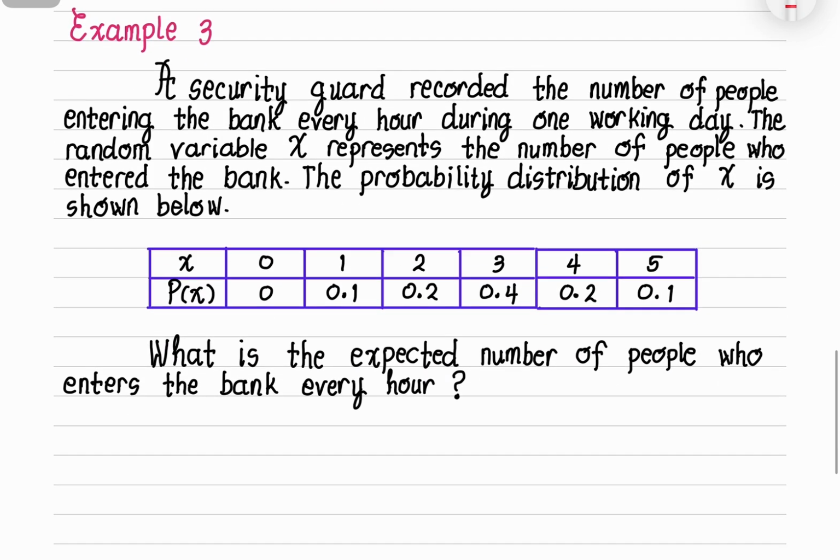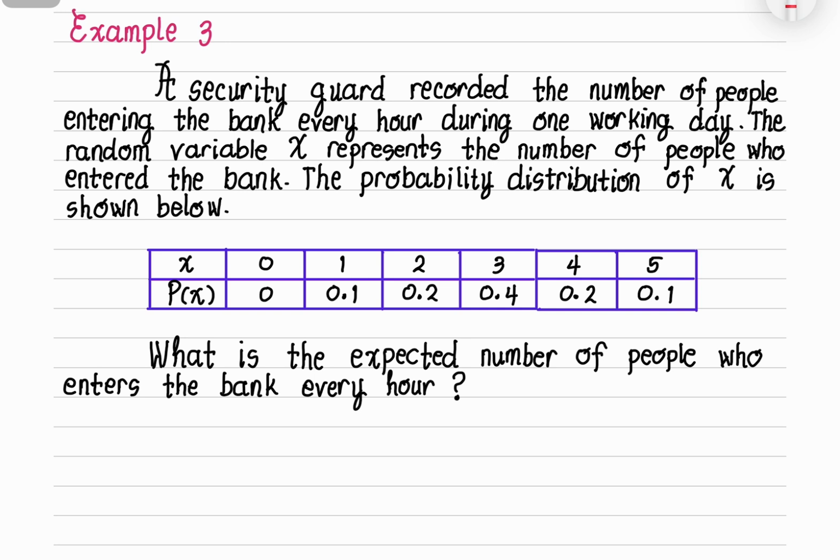Next, another example. So, we have number 3. Okay. So, a security guard recorded the number of people entering the bank every hour during one working day. The random variable x represents the number of people who entered the bank. The probability distribution of x is shown below. So guys, meron tayong table dito. This is our probability distribution. Okay? So the question is, what is the expected number of people who enters the bank every hour?